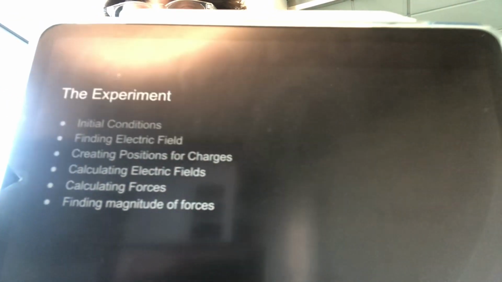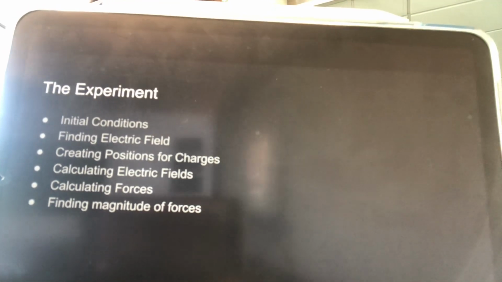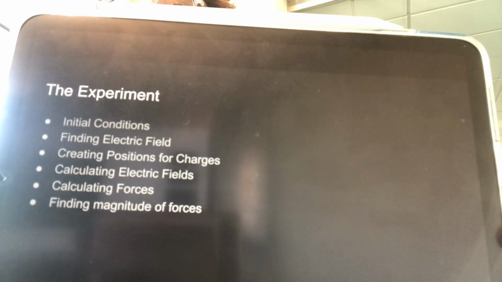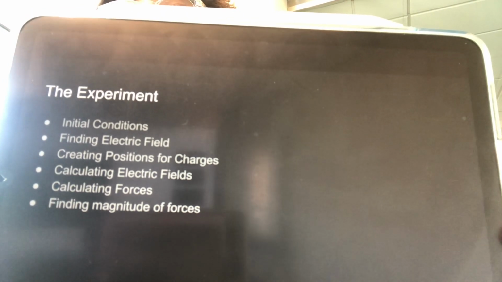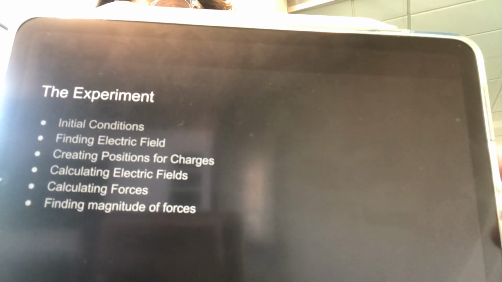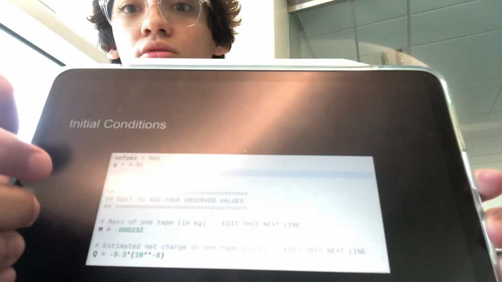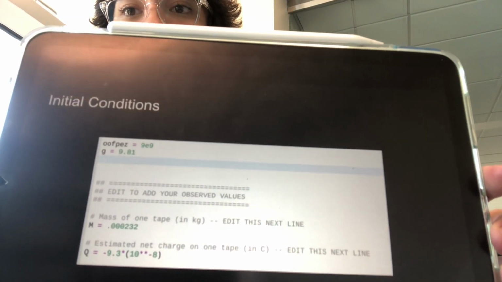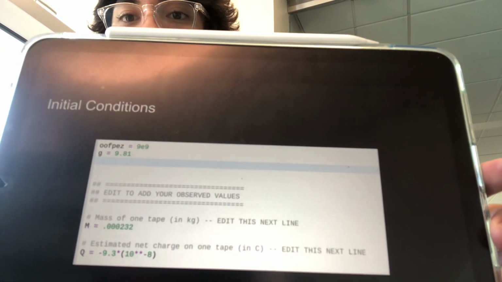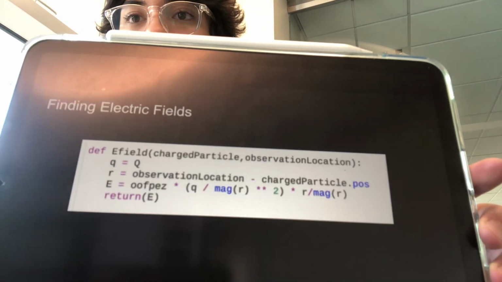So in the experiment, we first defined initial conditions, then found the electric field, then created the positions for each charge, then calculated the electric fields, then calculated the forces, then found the magnitude of the forces. For equal conditions, we just substituted the mass that we found by approximation into the program.